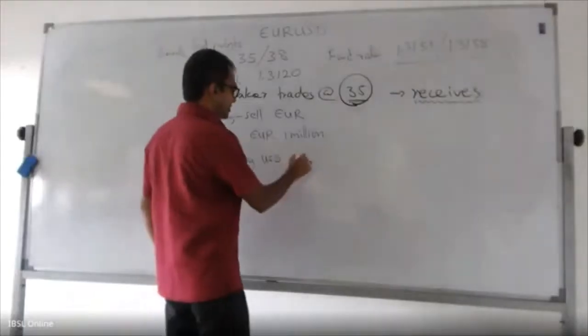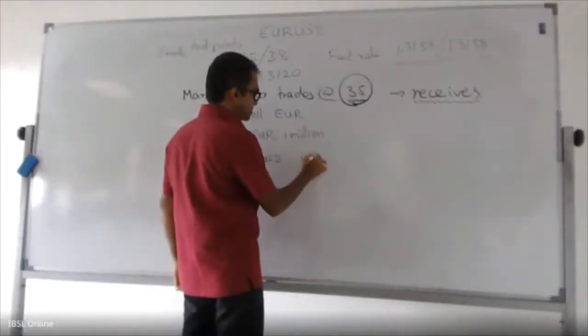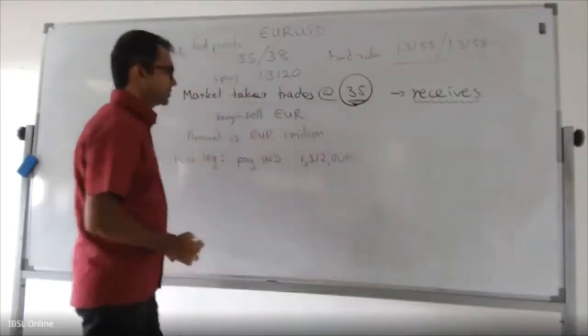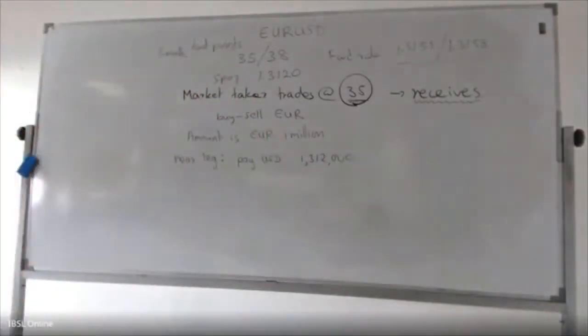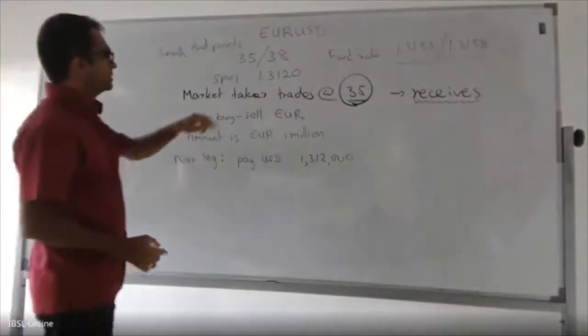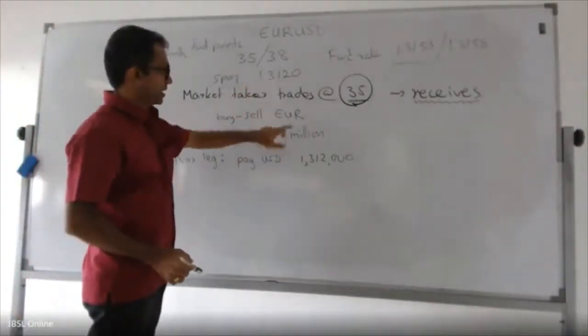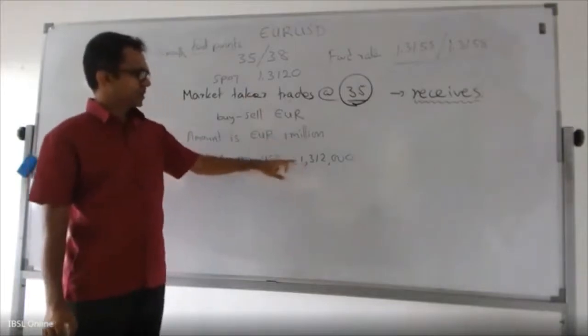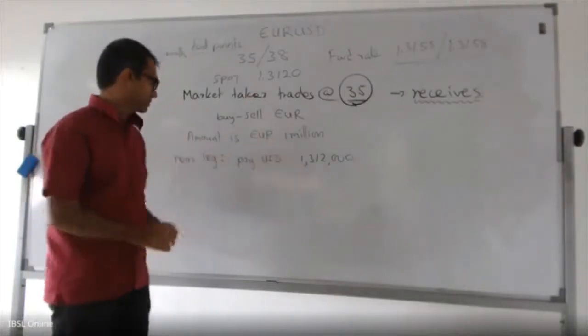$1,312,000. You need 1 million and 312,000. How do you get it? Spot rate multiplied by 1 million. This is the amount that you pay to buy dollars.